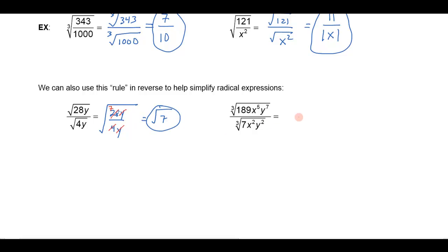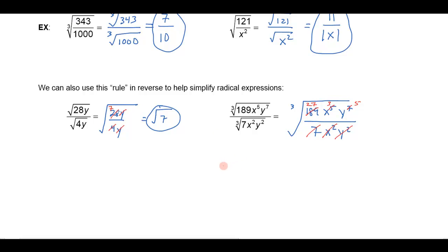Okay? Or likewise over here, even if it's a cube root, I could just put this together under a single radical, the cube root of 189 x to the 5th y to the 7th over 7x squared y squared. And we could cancel. I think 7 goes into 189. 7 goes into 18 2 times with 4 left over. And then into 49 7 times. And then x squared goes into x to the 5th x cubed times. And y squared will cancel with y to the 7th, leaving me y to the 5th.